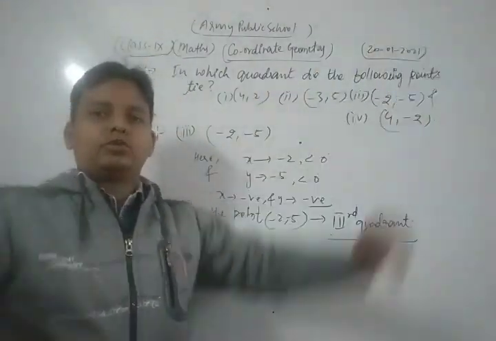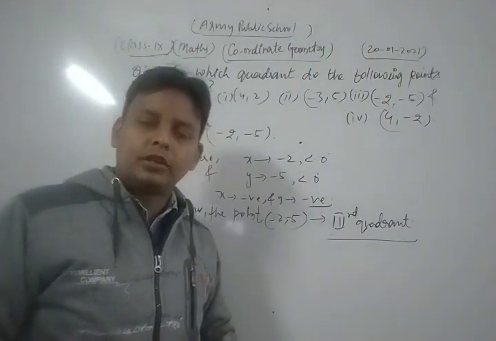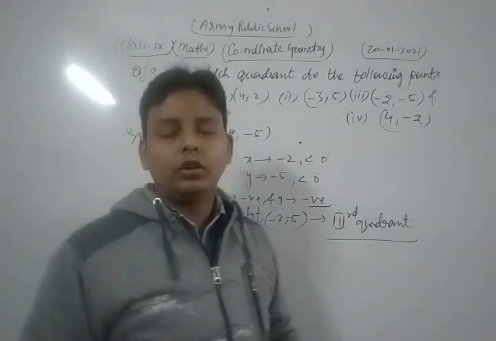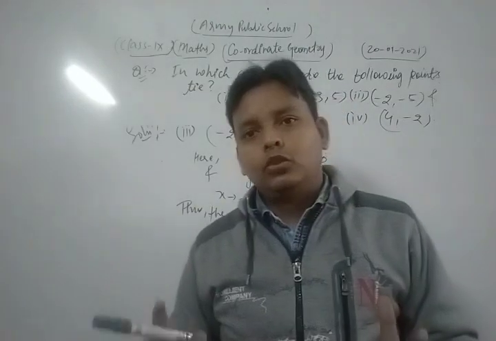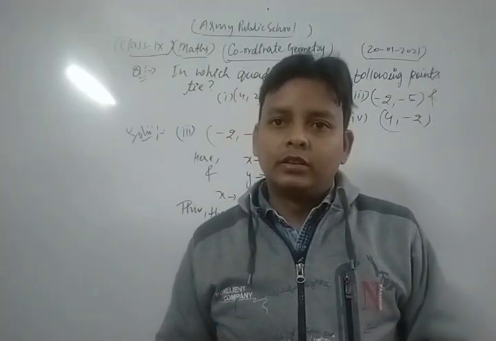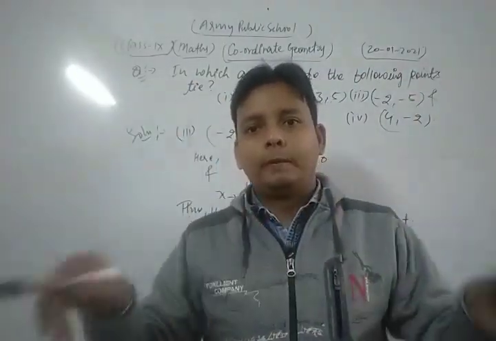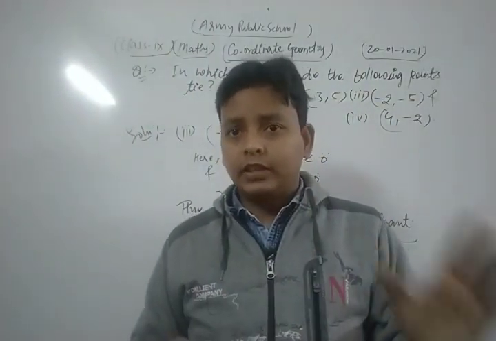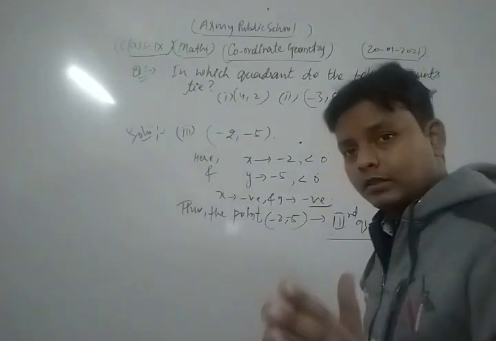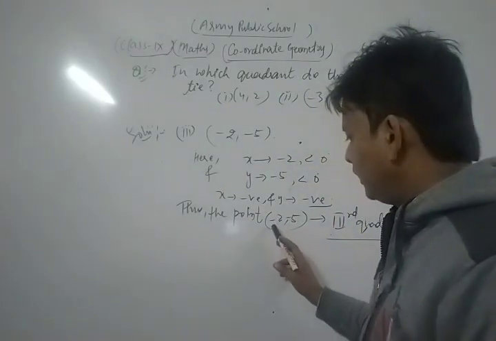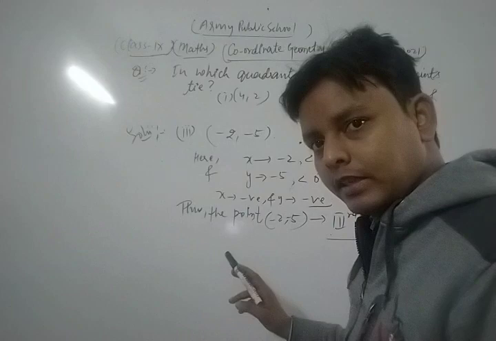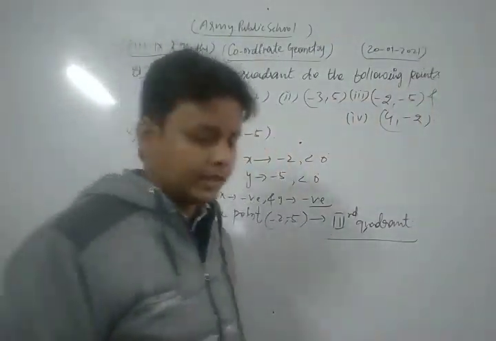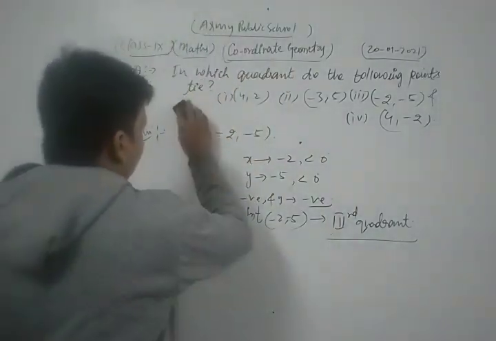This is one of the most important concepts, dear students. So first of all you observe the abscissa and ordinate, and you memorize the whole chart of the Cartesian coordinate system. Then according to that chart, we make clear that the point (-2, -5) lies in the third quadrant. Now similarly we take and discuss the last part of this question.